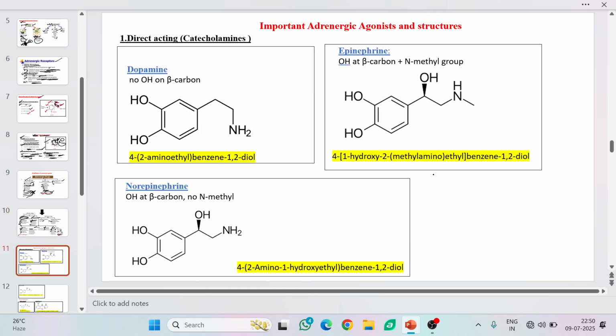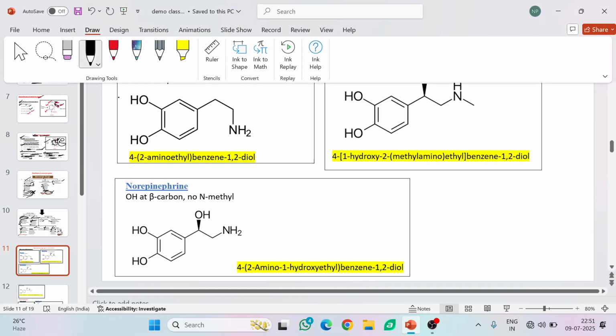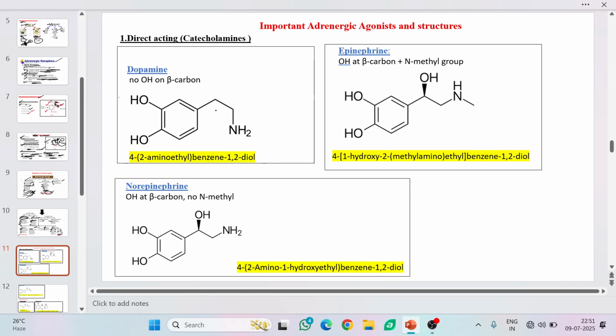Now we will see important adrenergic agonists, their structure and their chemistry, their IUPAC name. Okay, so as I already told, I think there is no need to tell again about this direct acting, these three drugs, direct acting catecholamines. Okay, this dopamine, epinephrine, or norepinephrine. Okay, so these three are direct acting. We already saw their structure, their chemistry, and their basic IUPAC name. Okay, so we will move forward. So you just simply remember these are direct acting and these three are catecholamines because they contain catechol with an amine group. Okay.